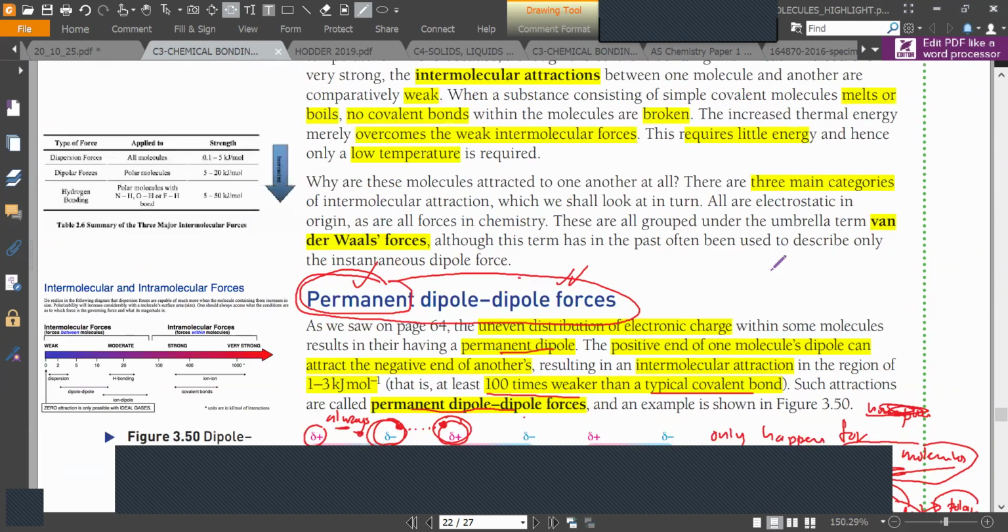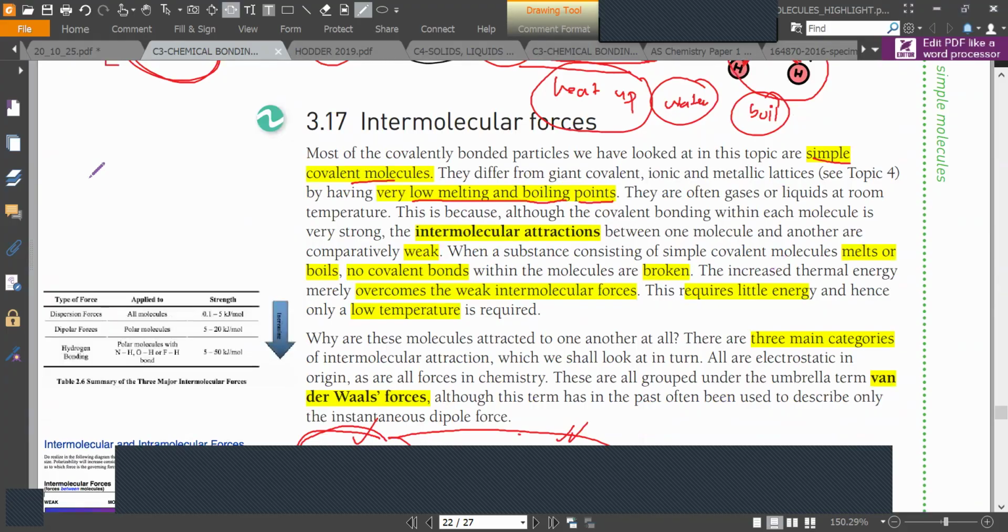The polar molecules, okay, so now I just quickly summarize. A polar molecule can have a permanent dipole. It can also have an instantaneous dipole. Non-polar molecules can have the instantaneous dipole only, because they have no polar bond.